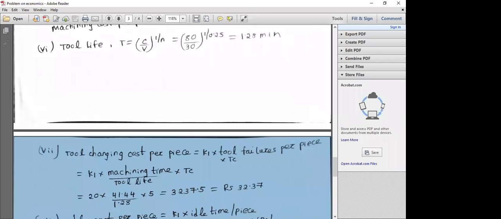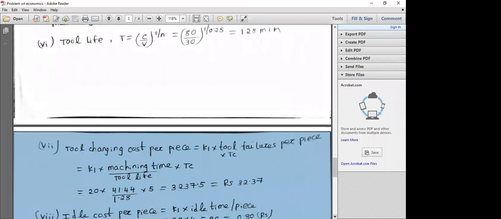In the formula, what is TC? TC is nothing but tool changing time. He has given it in minutes. So that is 32 rupees and 37 paise.